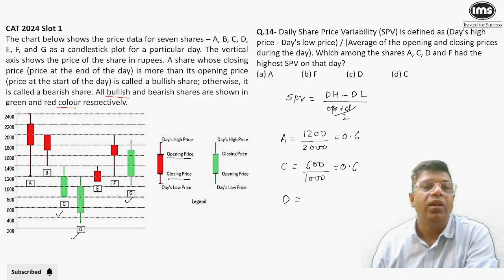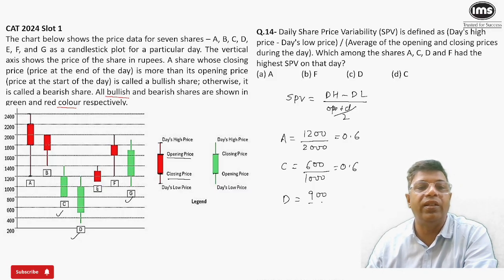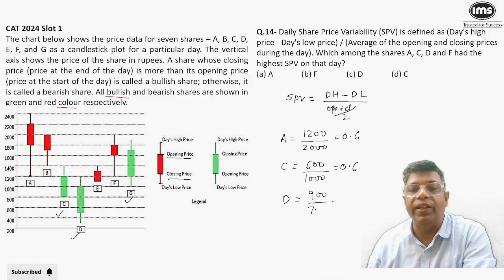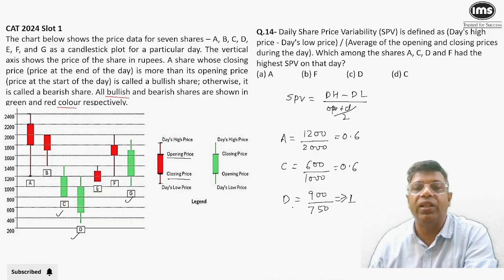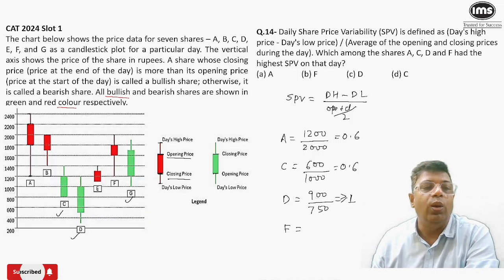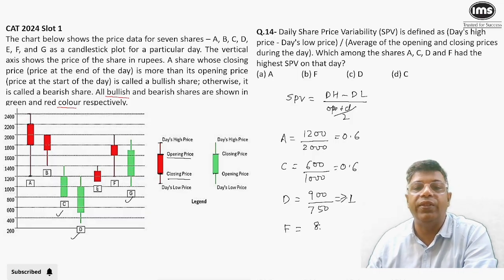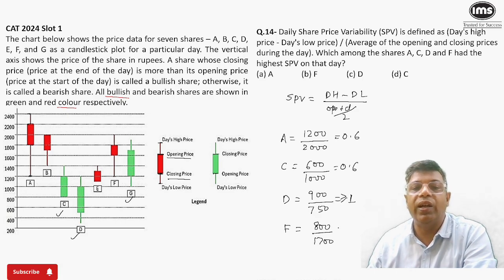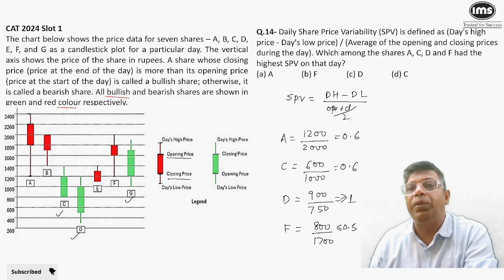Calculated for D. For D, the lowest price is 300, highest is 1200. So the difference is 900, divided by the average of 1000 and 500, so 750. So this is more than 1. I will not calculate the value, but say more than 1, because till now that is the highest value. Now let's talk about F. For F, the lowest is 1200, highest is 2000. So the difference is 800, divided by the average of 1800 and 1600, that is, the average becomes 1700. Now this value is much less than even 0.5. So you can clearly say the highest SPV is coming for D.